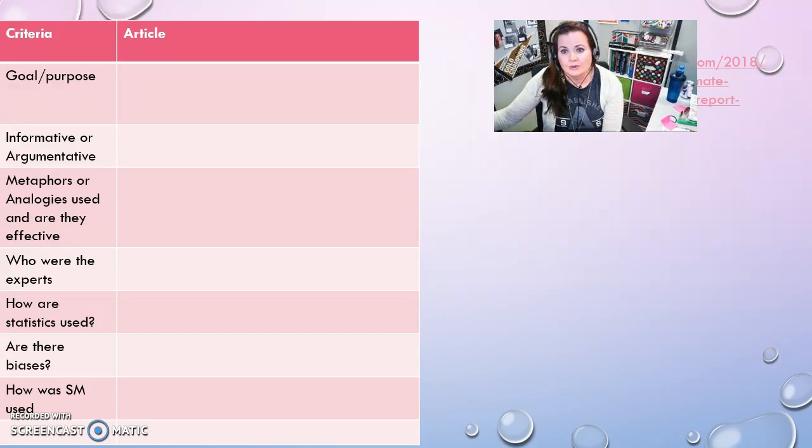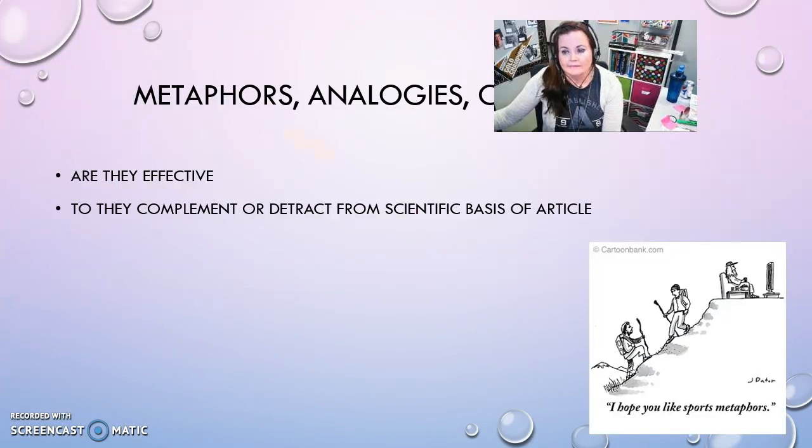Okay? So another thing to look at is metaphors, analogies, and other literary devices that are used within the article. Are they effective? What are they? And are they complementing or detracting from the scientific basis of the article? Are these metaphors and analogies useful in helping to understand the science, or are they there to undermine what the science is trying to say?